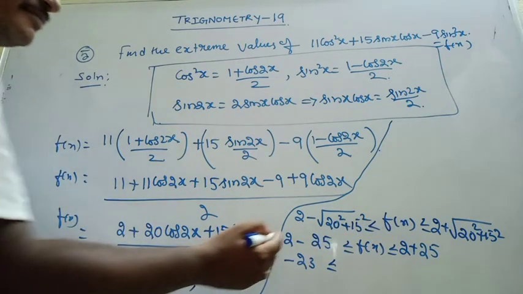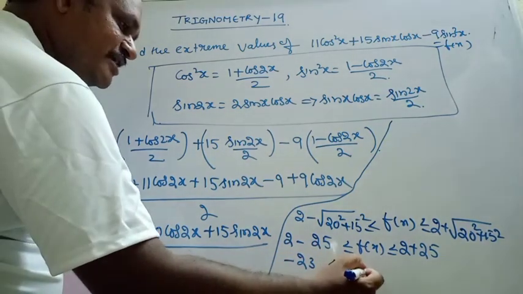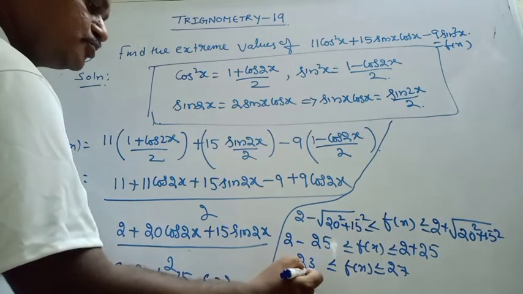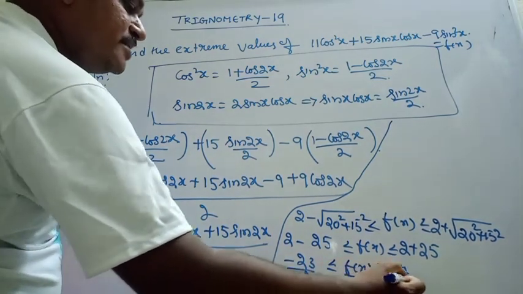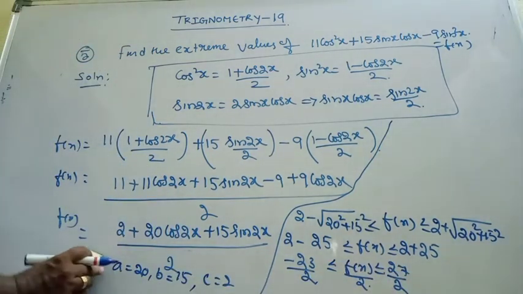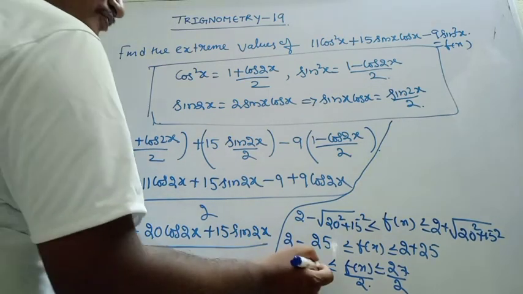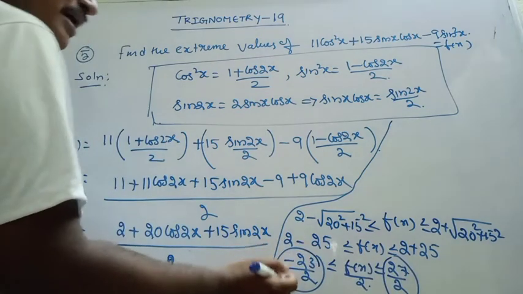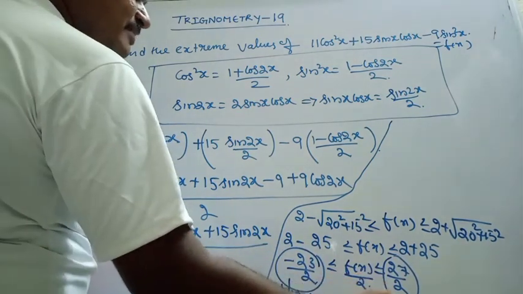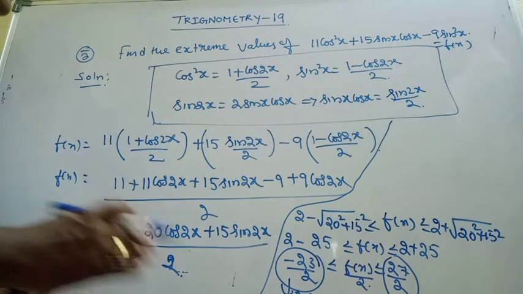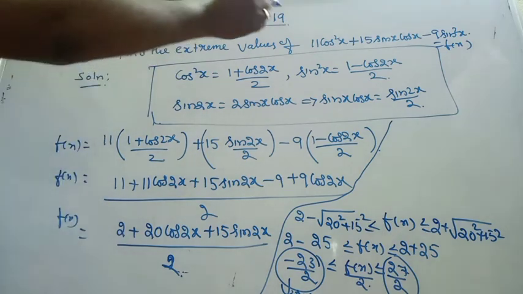That means minus 23 is lesser than or equal to f of x, lesser than or equal to 27. But we have divided by 2 here, because our expression is divided by 2. Therefore minus 23 by 2 and 27 by 2 are the minimum and the maximum values. See how beautifully we have solved this problem. Minus 23 by 2 and 27 by 2 are the minimum and the maximum values of this expression, right?